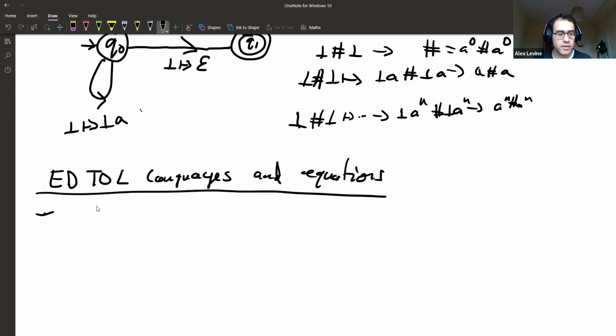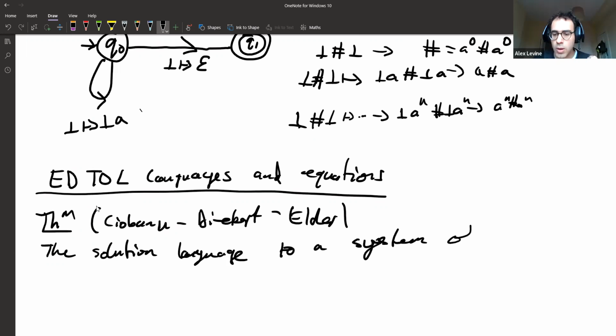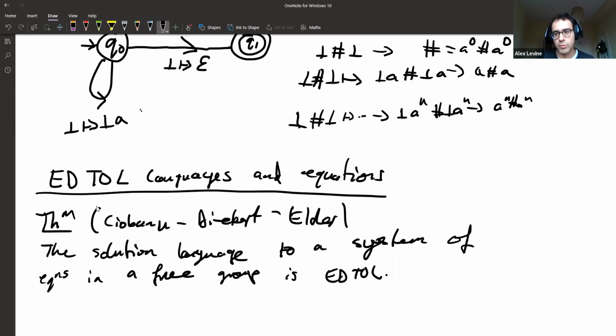So in 2016, Ciobanu, Diekert and Elder proved that the solution language to a system of equations in a free group is ED2L. And this is with respect to the normal form of reduced words, the standard normal form of a free group.